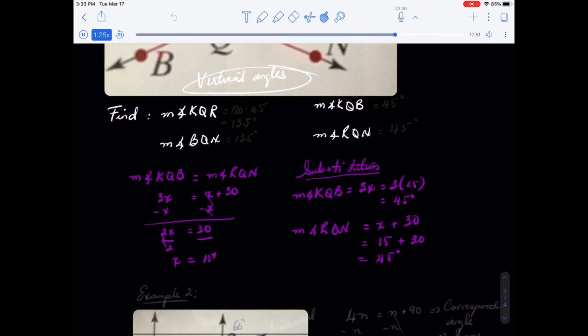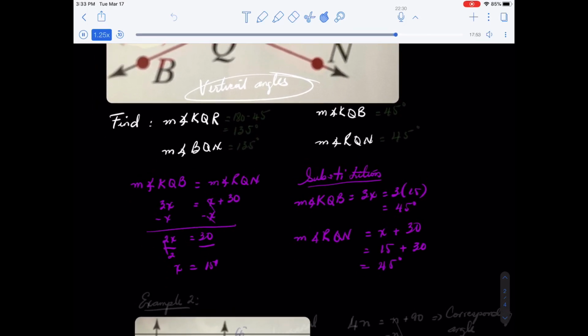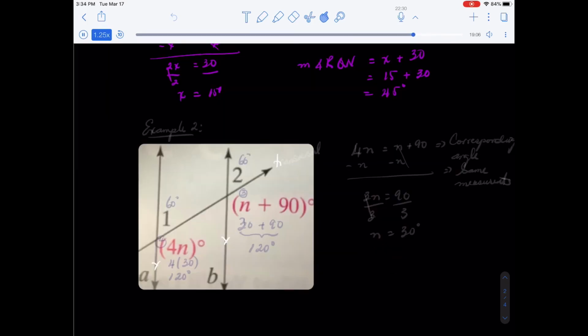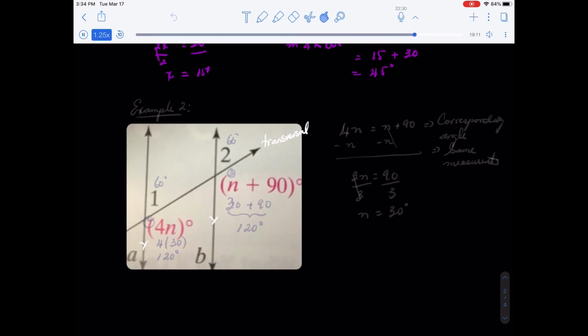Once I have that 15 degrees, I can go back and substitute. Angle QRB is 45 degrees, and angle RQN is 45. If that's 135, this has to be 135 as well, because they are opposite. Lines get cut by a transversal. I can find all 6 angles at this point.